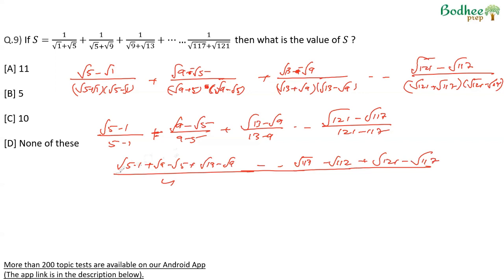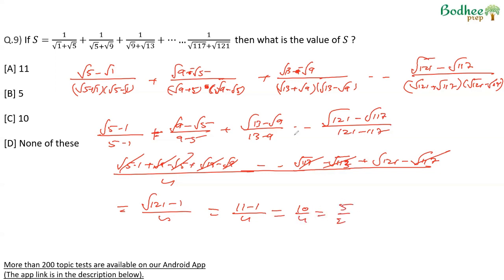There is a difference of 4. Root 5 minus root 5 cancel, root 9 minus root 9 cancel, root 13 and so on. Lastly, root 113, root 117 and root 117 will cancel out. So we'll be left with root 121 minus 1 upon 4. The second term of the first, the 1 from the first term and root 121 from the last term is left. Root 121 is 11. So 11 minus 1 by 4, which is 10 by 4, which is 5 by 2, which becomes the answer, which is none of the options.